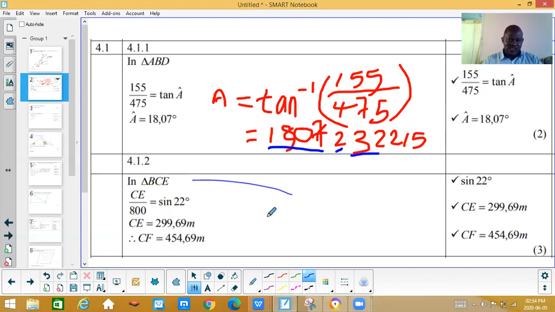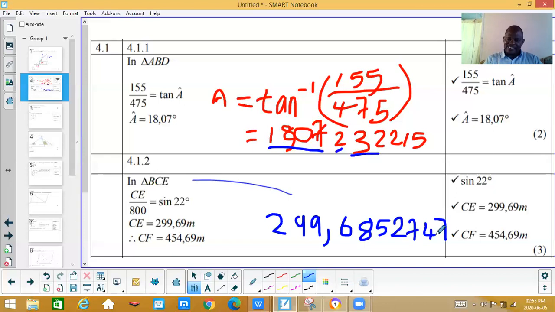It will give you 299.6852747. This is the answer that you are going to get.